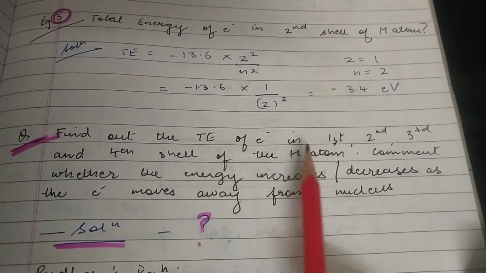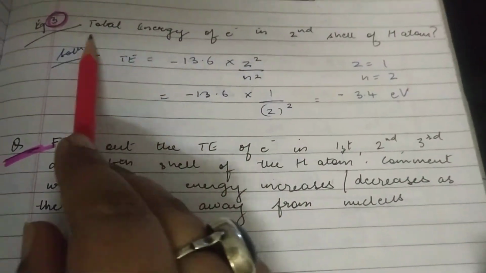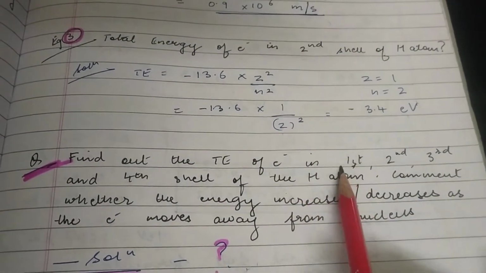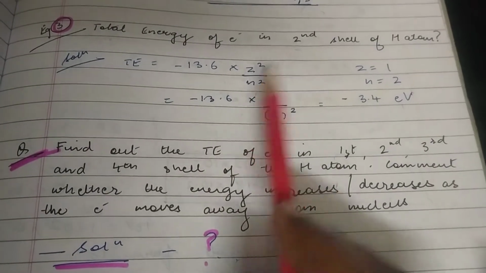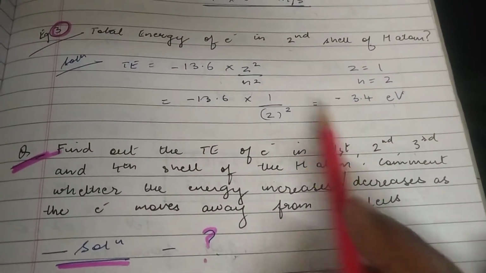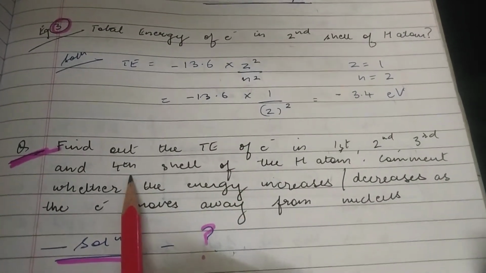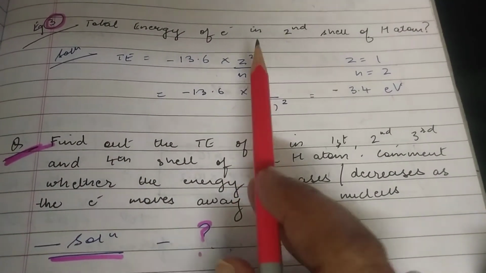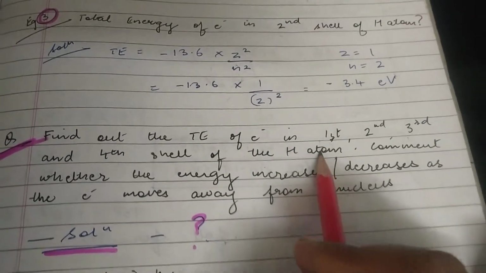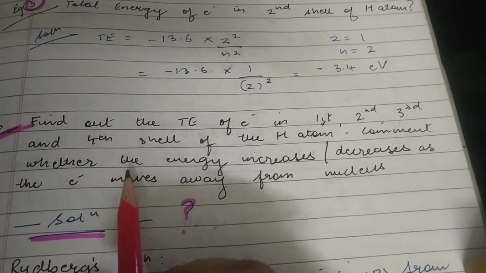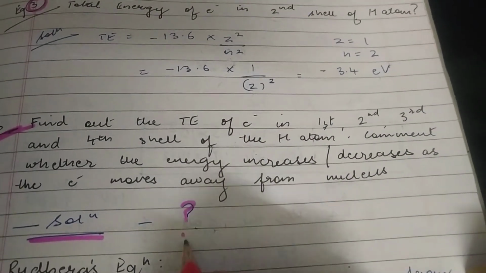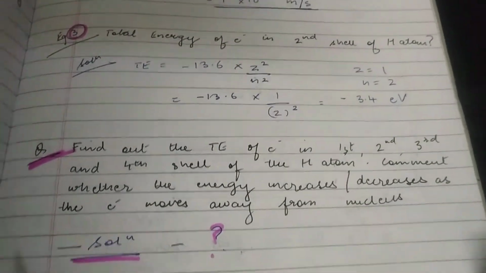So what you do is you will just use this expression for total energy and calculate it separately for the first shell, putting the value of N as 1, for the second shell putting N as 2, for the third shell N as 3, and for the fourth shell N as 4. Z would be the same in all the cases because we are talking of the hydrogen atom, that is 1. After calculating the energy, the second part of the question is important, and when you send me the answers, I will tell you why it is important.